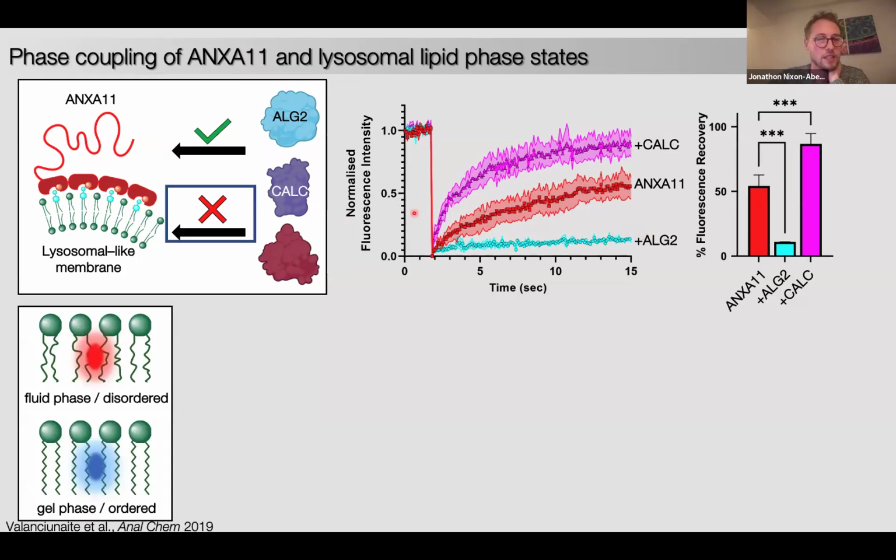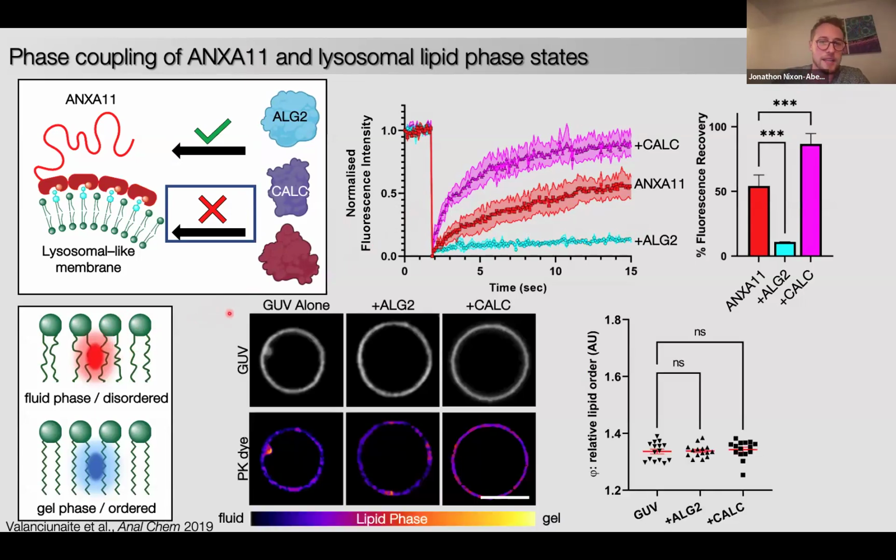So as I mentioned, we then needed to go ahead and check whether ALG2 and calcyclin on their own, without annexin, had any effect on the lipid phase state. To do this, we used a PK dye, which I referenced a few minutes ago, which is a solvatochromic dye developed by Andrei Klimchenko's group that essentially intercalates into lipid membranes and changes its fluorescence based on the lipid phase state.